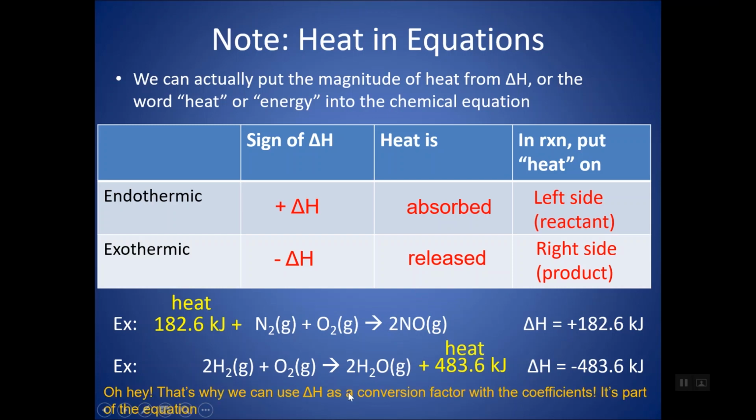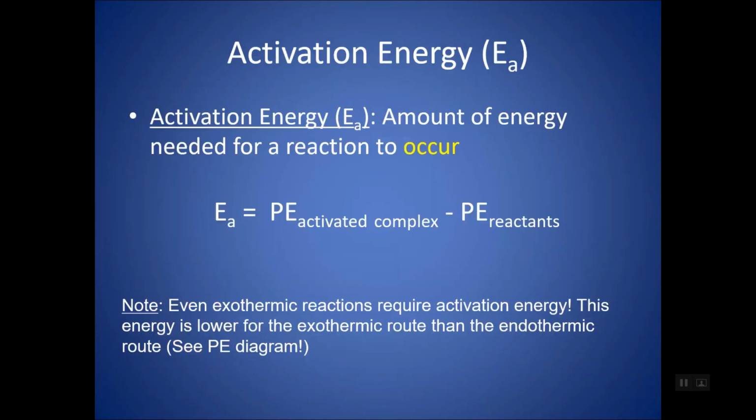And that's why we can use delta H as a conversion factor, because it really is just another stoichiometric quantity. If I could do a mole ratio of N2 to O2, for every 1 mole of N2, I need 1 mole of O2. Or I can also do this now with heat. For every 1 mole of N2, I need 182.6 kilojoules of heat, because it's actually part of the reaction. It's part of this whole stoichiometry.